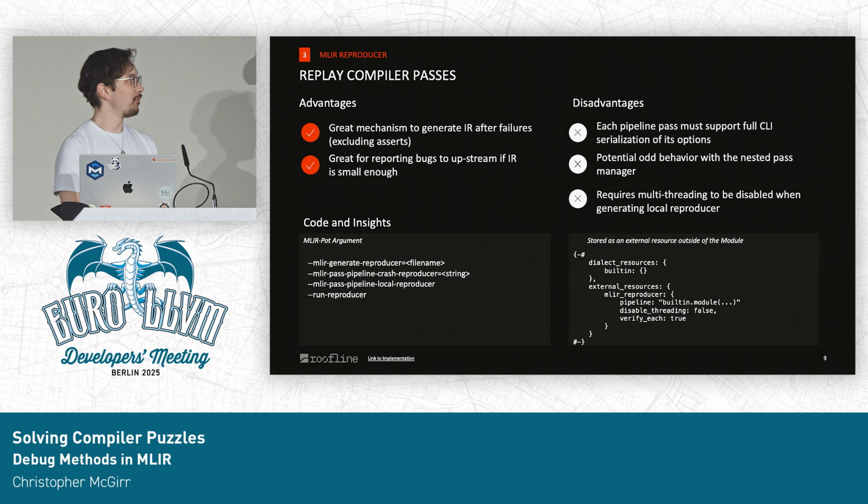Another thing to note, we've also saw some odd behavior with nested pass managers. So we were dealing with some compiler pipelines that had very deep nestings of pass managers. We couldn't quite find the reason why. It was very odd and hard to reproduce, but just to be aware if you're playing around with this. And if you want to generate a local reproducer, which is essentially a reproducer file that just executes the last pass before failure, you have to make sure that you disable threading for your MLIR context, which if you have a lot of patterns, maybe it'll slow down your debugging, but usually it's quite okay.